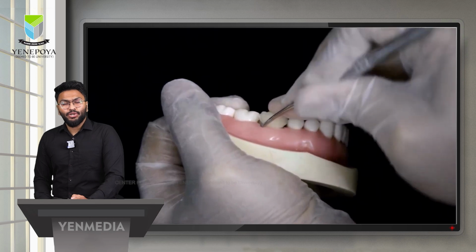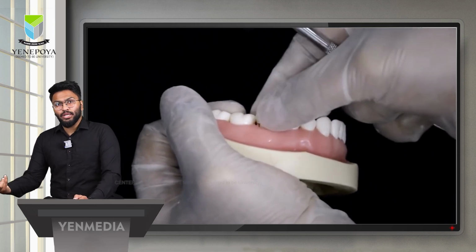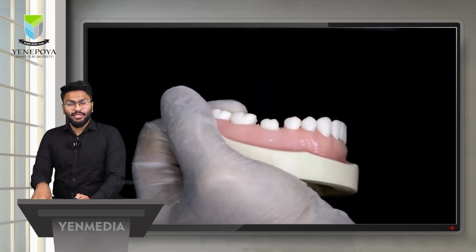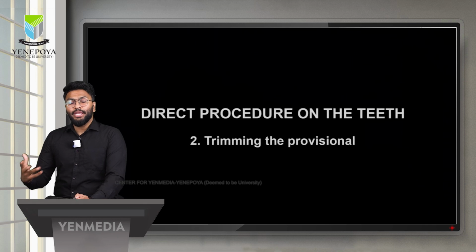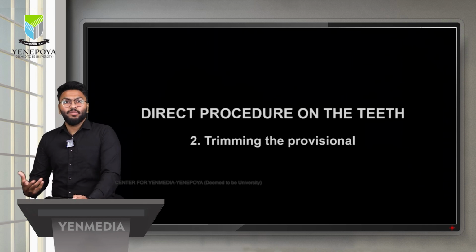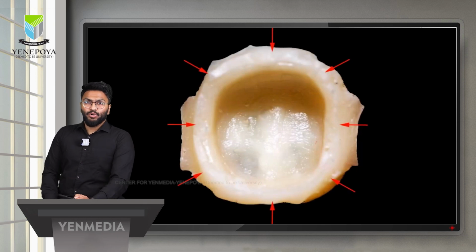Again, I am stressing it again. The putty index must be removed from buccal to lingual so that the provisional restoration stays. The provisional restoration is removed only after 5 minutes so that we avoid any kind of dimensional changes. After the provisional restoration is removed, the next step is to trim the provisional restoration.